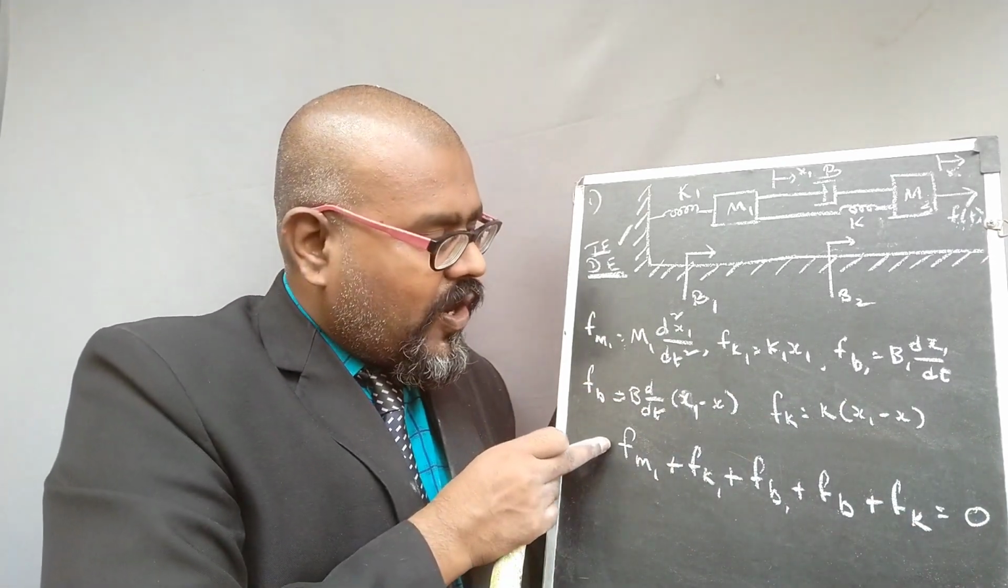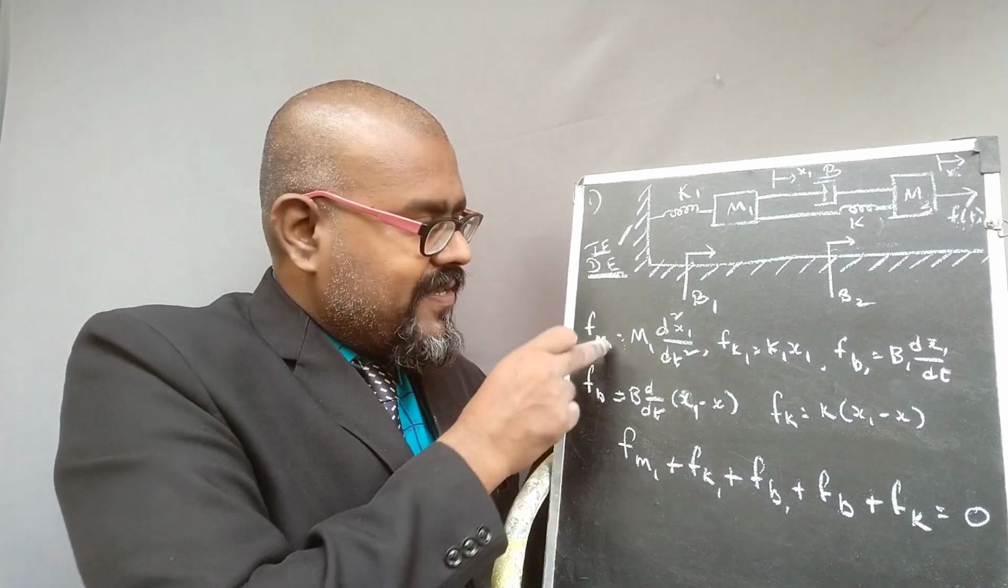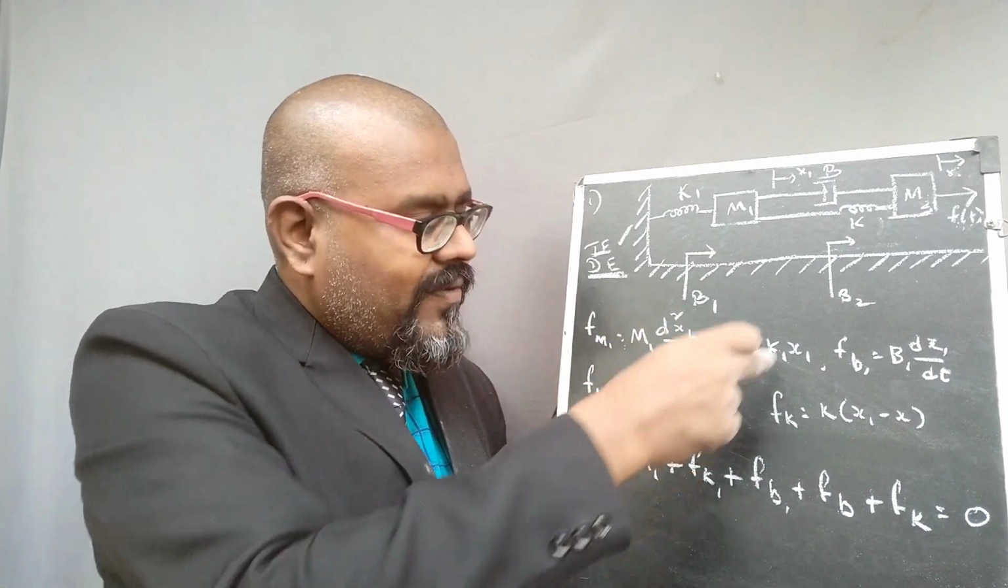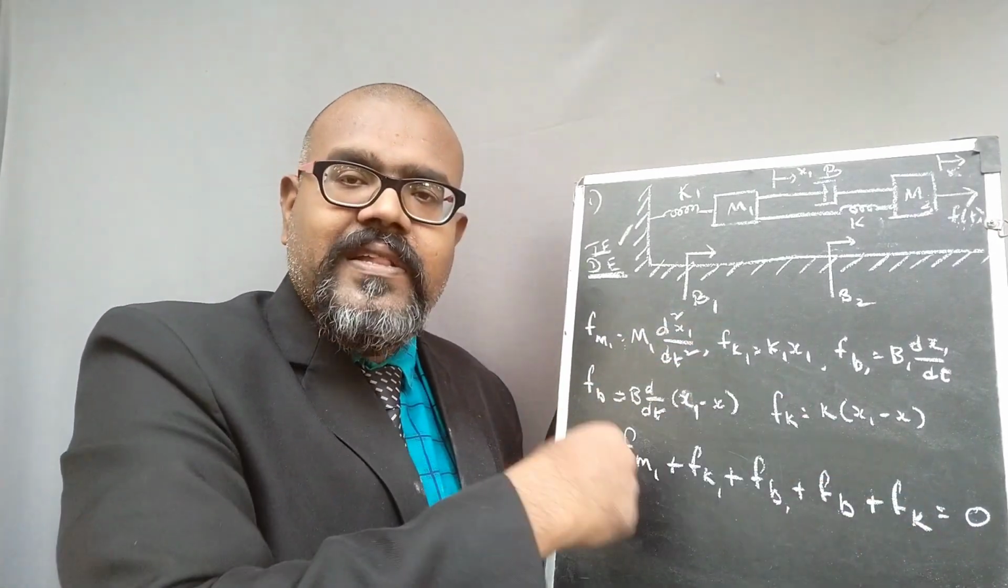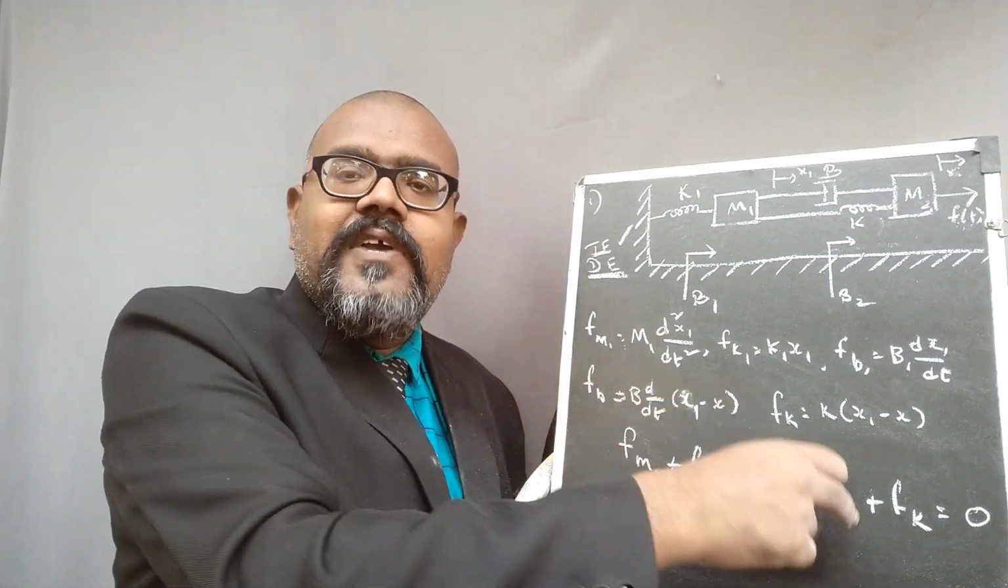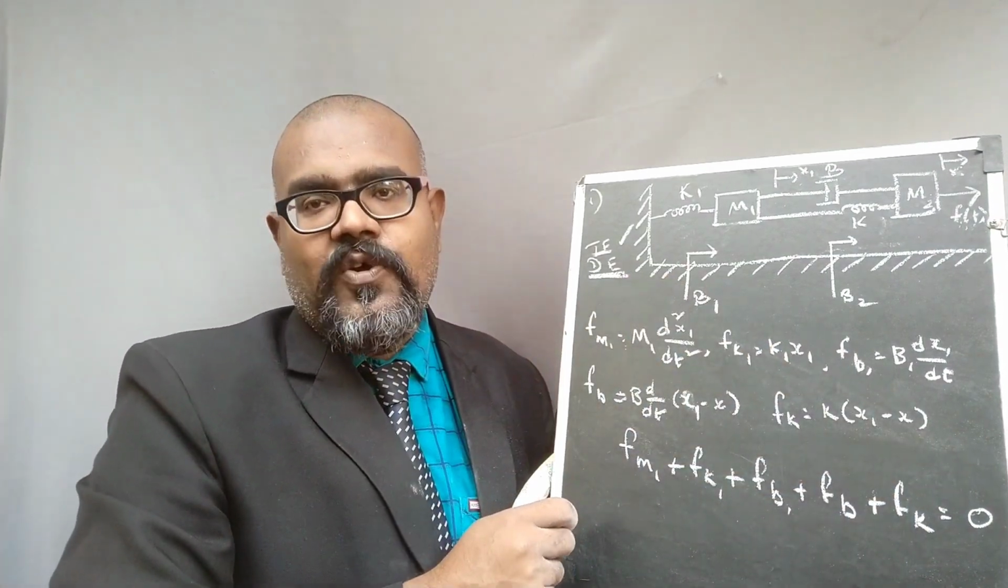So we need to substitute all the things here. What is the value of M1? What is the value of Fk1? What is the value of Fb1? Fb, Fk. Substitute all of them and equate it to 0.